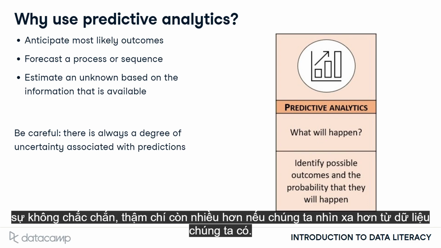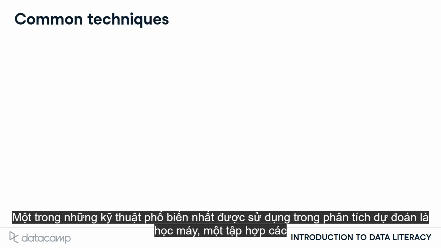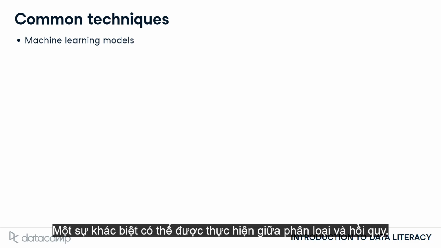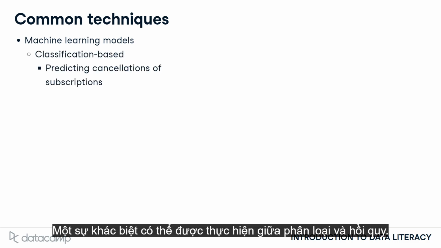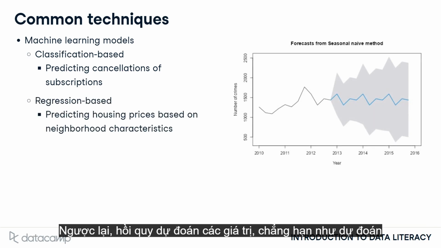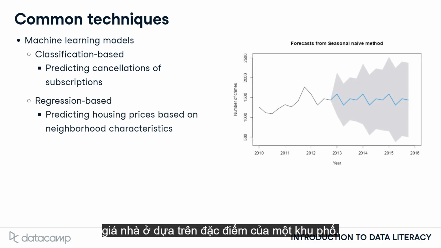One of the most common techniques used in predictive analytics is machine learning, a set of techniques where computers learn from existing patterns in data to make predictions on new data. A distinction can be made between classification and regression. Classification predicts categories or membership to a group, like predicting whether a customer will cancel their subscription in the near future. In contrast, regression predicts values, such as predicting housing prices based on the characteristics of a neighborhood.